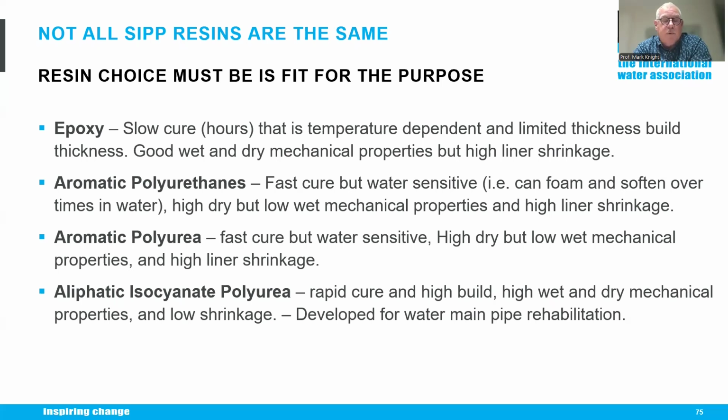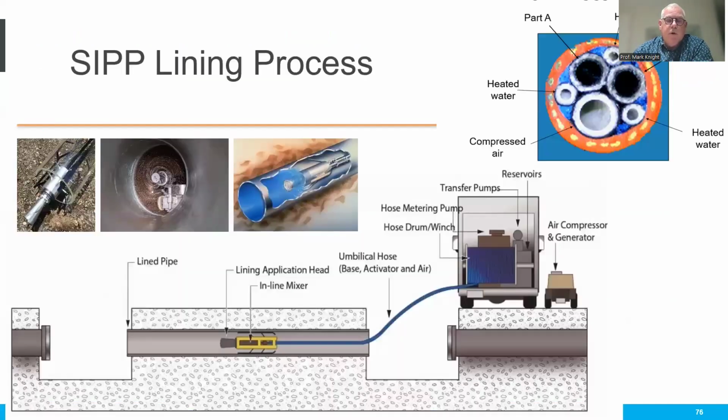And this product was specifically developed for rehabbing of water mains, especially using the Shore spray equipment that was also developed in the UK. So the SIPP lining process is very different than CIPP. What we're going to do is use a host pipe as a form to basically build a new pipe inside that pipe.